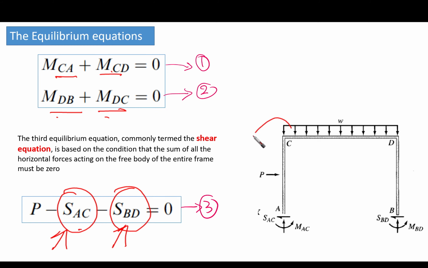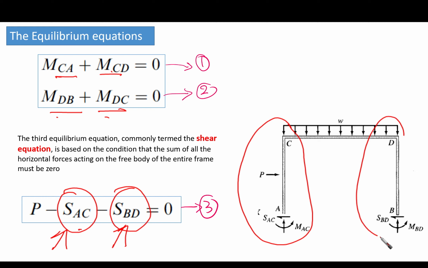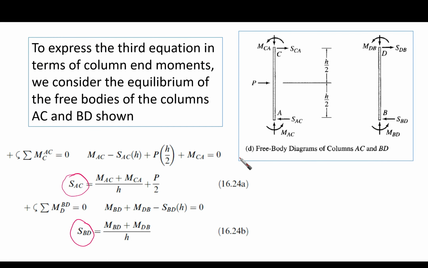We're going to separate. We're going to take this column alone as a free body diagram, and this column alone as a free body diagram, and then we can get SAC in terms of the end moments, which are MAC and MCA. Let's see how this would happen. To express the third equation in terms of column end moments, we consider the equilibrium of the free bodies of the columns AC and BD.